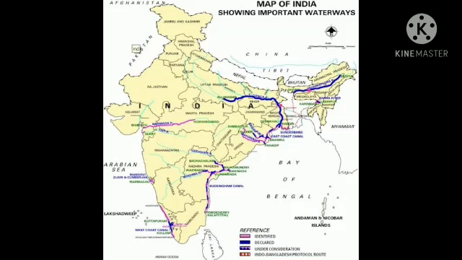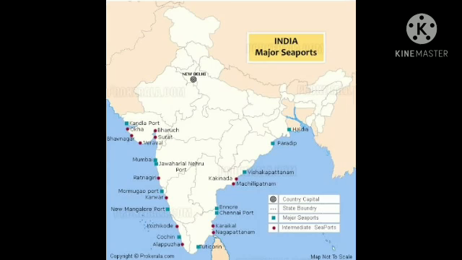So we have a long coastline of 7,516.6 km. We have 12 major and 200 non-major or minor ports. So first we can analyze the major ports on the western coast of India. First one is Kandla port. That is the first port developed soon after independence to reduce the volume of transport in the Mumbai port. Then in Mumbai itself, one more port has developed, that is Jawaharlal Nehru port, which is constructed as a hub port. So these two ports are decongesting the trade volume of the Mumbai port.